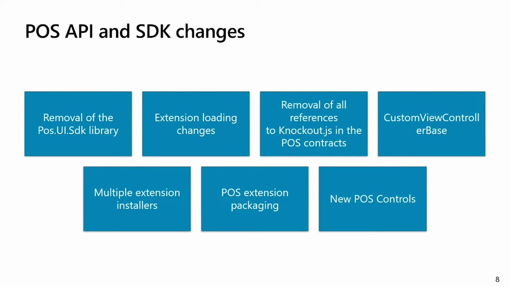One of the biggest changes to the POS API in the sealed extensibility model was the removal of all references to Knockout.js in POS contracts. The POS UI SDK library has been replaced with consume APIs for POS controls. You can find these APIs under POS API consume controls. The knockout.d.ts file has been removed from the SDK. Therefore, the global ko variable isn't available to extensions. We have a demo later on how to use Knockout or any third-party libraries.